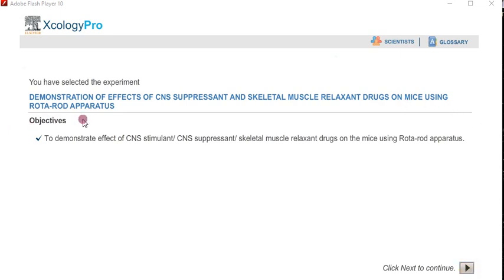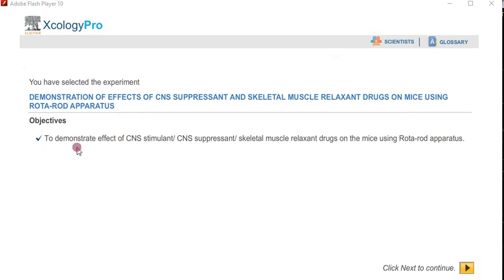A Rota rod apparatus is just a design of a rotating rod in a chamber where the animal, mice or rat, can be placed for their movement, like skeletal muscle activity. So a drug having CNS suppression, or some drug which affects the muscles, relaxes their muscles and may affect their muscle performance on the Rota rod.